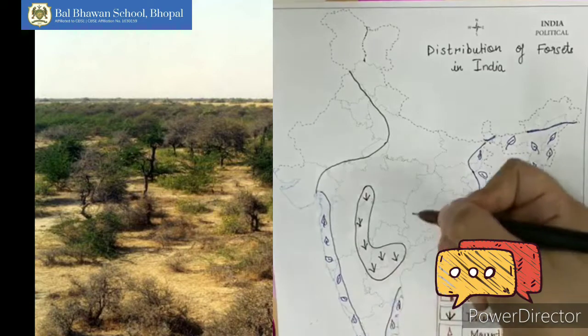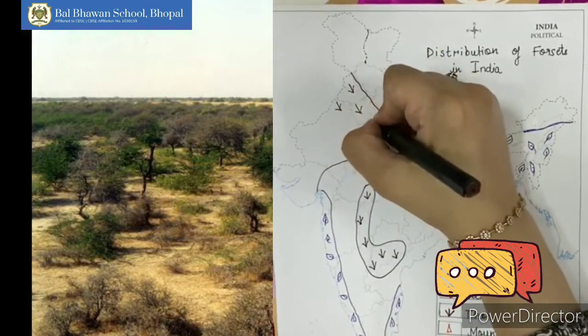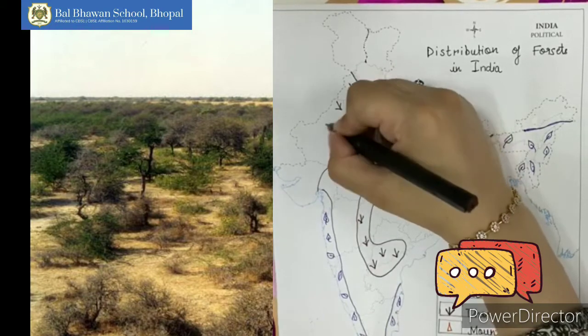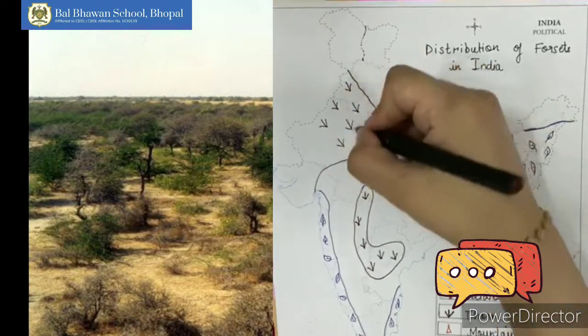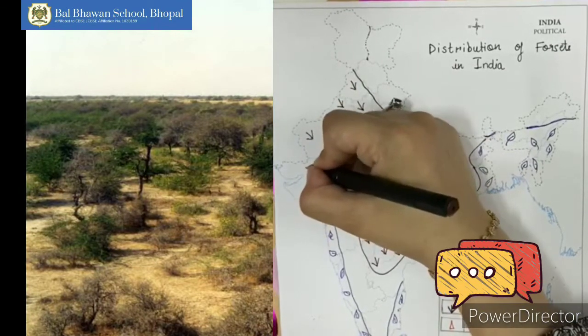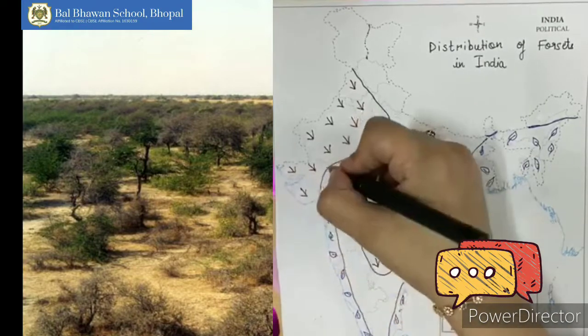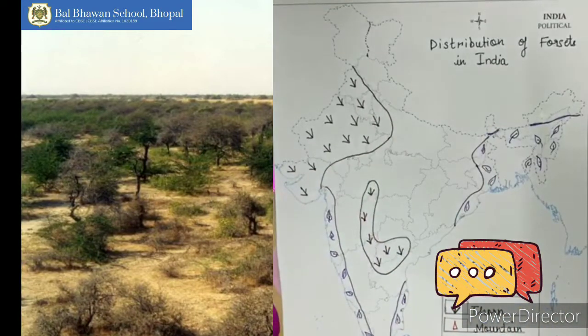Now, what is common in all these areas? These areas receive rainfall of less than 70 centimeters. The forests of these areas are scattered. They are not dense. We all remember studying them, isn't it? So like this, we will mark them on the map.